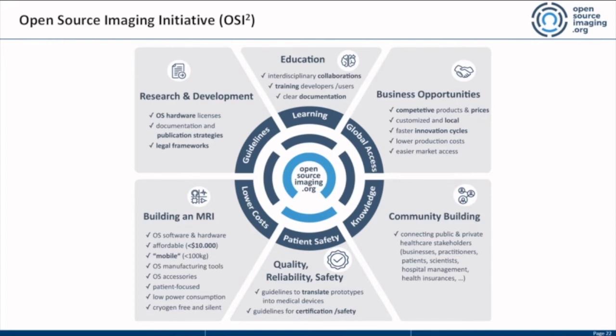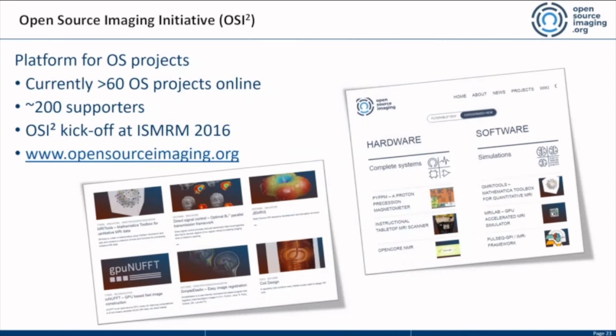And the other thing is that if we think about transparent technology, we can improve the safety and the reliability of that tool. And building the knowledge to create an MRI, that's what we present in the further slides. But first, what is this open source imaging?